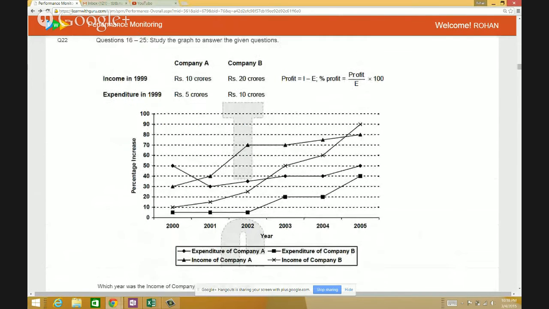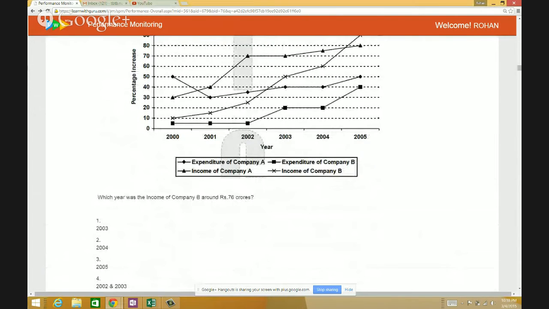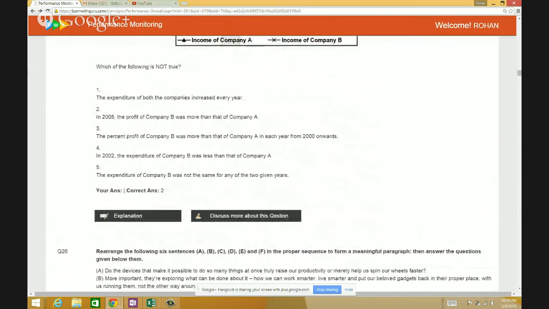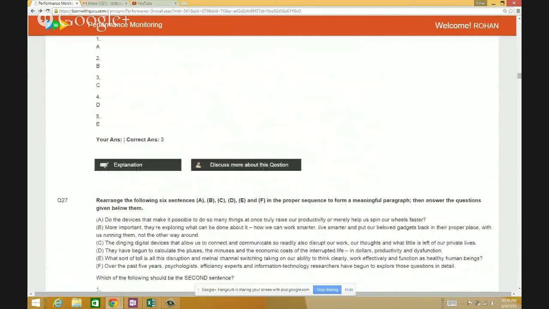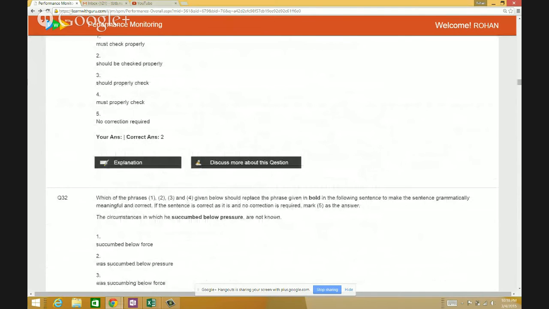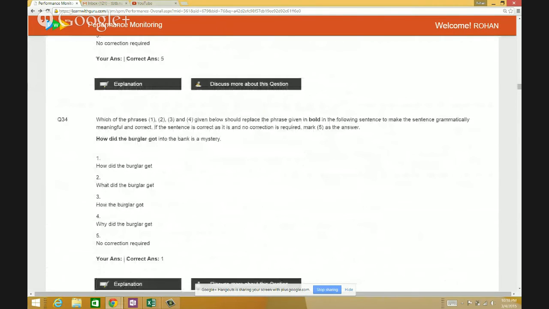So let's go ahead. What is the income of around 76 crores? Same as the previous question that I've solved. Okay, so that way I can actually finish my DI very simply. It's very simple. As I mentioned earlier, if you use my calculation techniques in DI, you will never fail in DI. Don't worry about it.